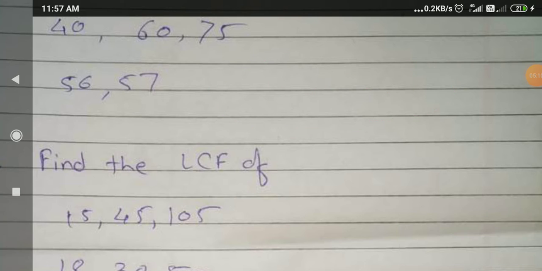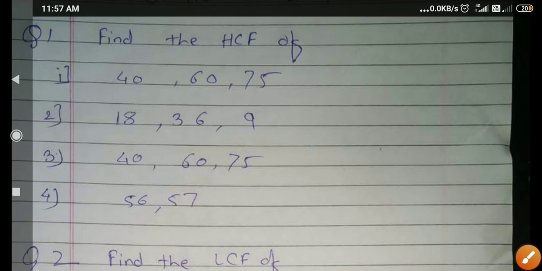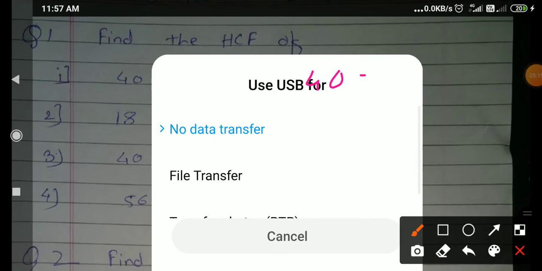Okay, I also taught you another method, how to use factors. I told you, 40's factors. 40 means what?